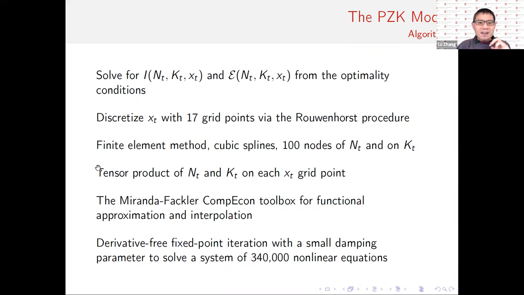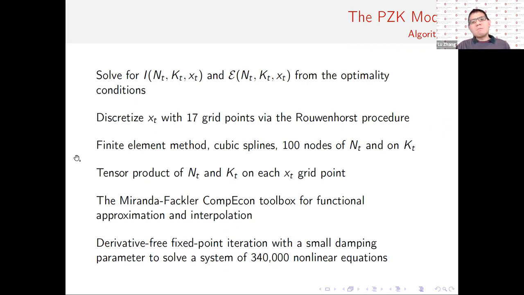That's why we ended up using the finite element method, 100 by 100. We divide the big state space into small areas, and within each small area, a three-dimensional space, we impose a cubic spline locally. Okay, that's the finite element method. That idea we feel comfortable with, we feel better with the accuracy of this idea.